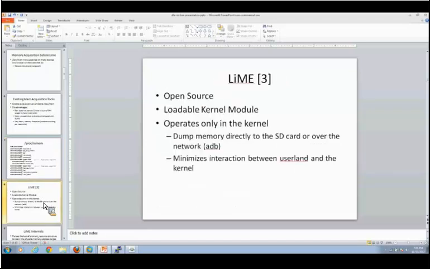I have the reference here again. It's open source. It's obviously a kernel module. It needs to load in the kernel to read memory. Its first advantage is that once it's in the kernel, it only operates in the kernel. It never goes down to user land. You never have to interact with it again. It has the ability to dump memory either to the SD card or over the network. When I say network, what I really mean is ADB, which we're going to talk about shortly. The great part of this is there's very little interaction between user land and the kernel. Once you load the kernel module, you don't have to do anything else to get a memory capture.